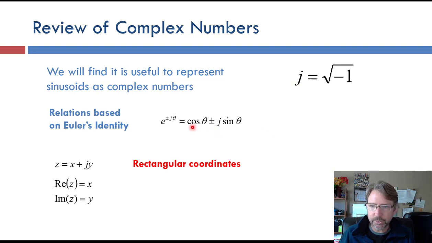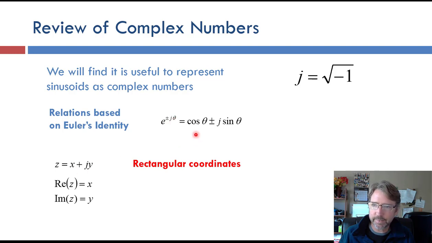So this lets us turn cosine functions into exponential functions, which makes some of the differential equations and everything work out a little bit easier. So when we have something in this form, it's got an amplitude of 1 in this case and a phase of theta in this case.